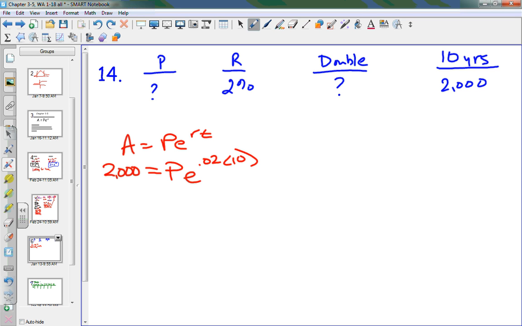Well, what do I do? I just divide, because e to the 0.02 times 10 is just e to the 0.2, and it's just a number, correct? So if I divide both sides by this, what is P?